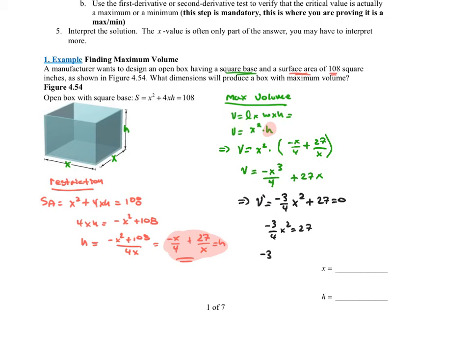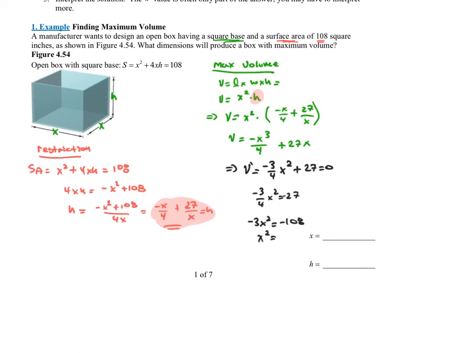This would be negative 3x squared equals... Oh, sorry, that should be a negative 27, right? Just wanted to be careful there. Be very, very careful. So this would be a negative 108. Divide both sides by 3. So negative 108 divided by negative 3 is the number 36. Nice. Take the square root of both sides, and remember plus or minus.